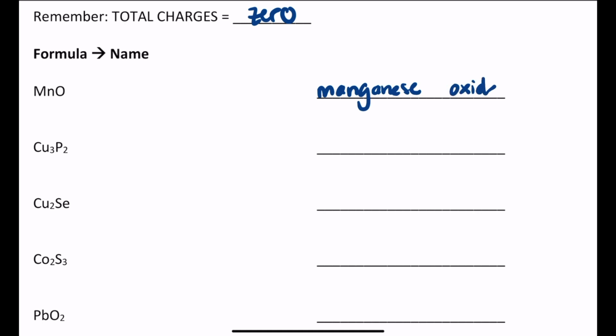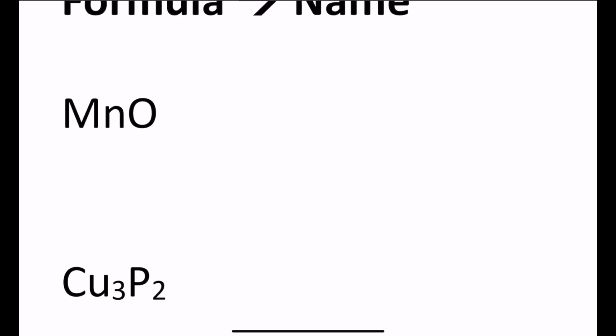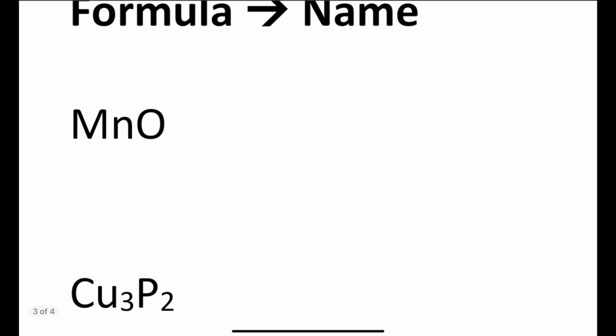And O is oxygen, which we would change to oxide. However, we have to hold up because manganese is a transition metal. We don't know the charge of manganese. We need to put some sort of Roman numeral here to show the charge of manganese. So the way we'd figure out the charge of manganese is we would look over here and know that the manganese's charge adds up with the oxygen's charge to 0.